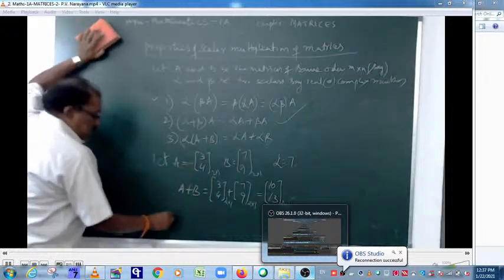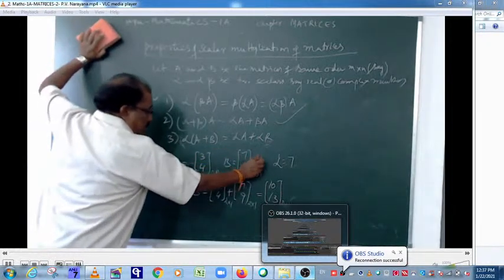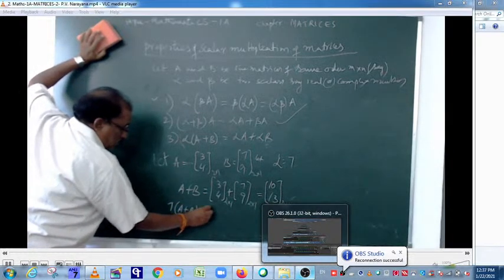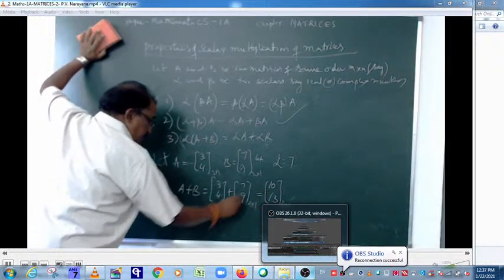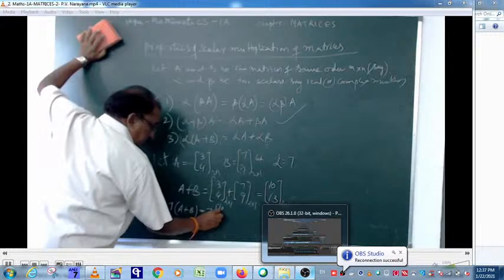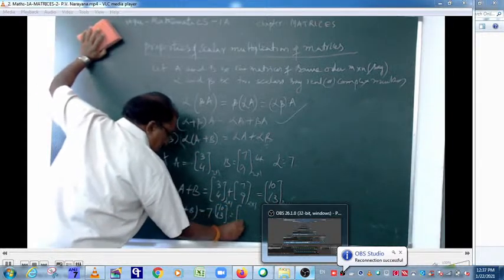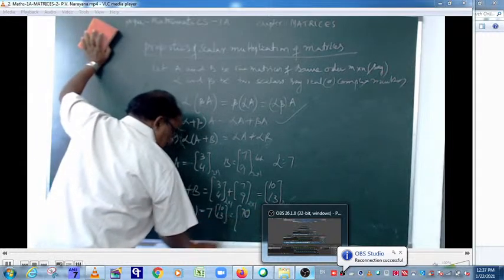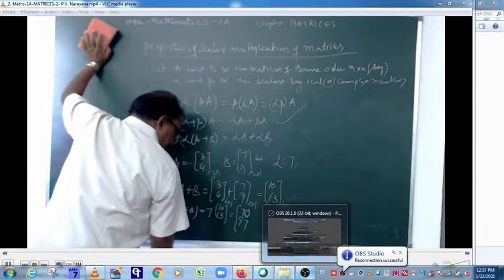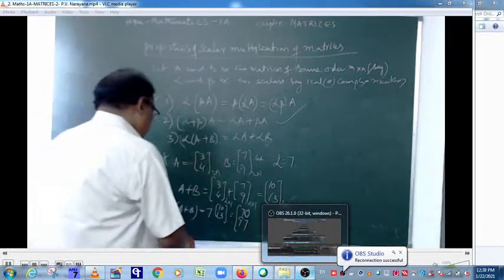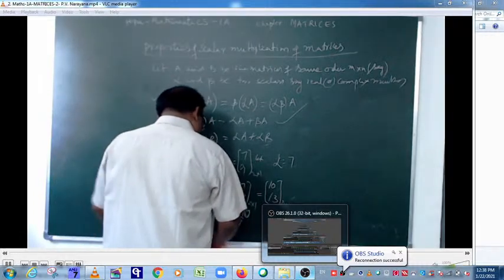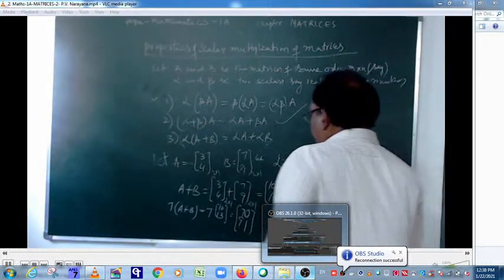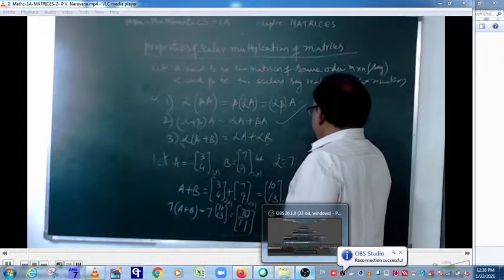Next, we assume that alpha is equal to 7. Then 7 into A plus B is equal to 7 into the sum of A and B, which gives 10, 13, that is equal to 70, 91. This is the RHS. So, this is here LHS.